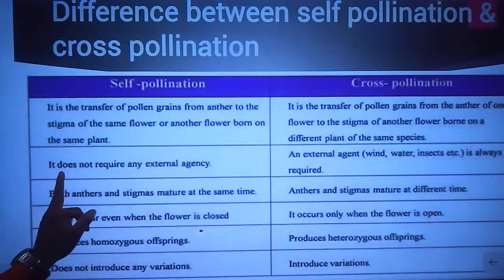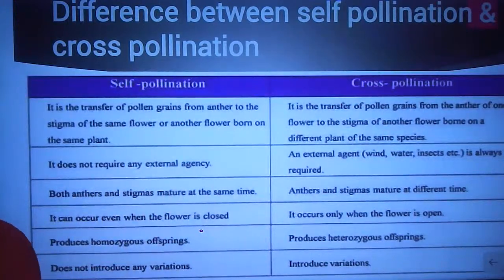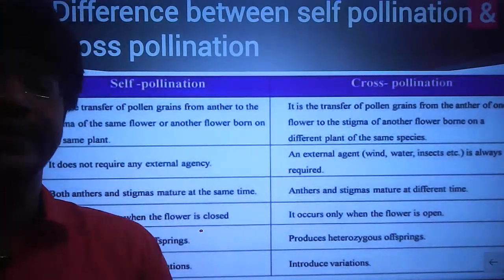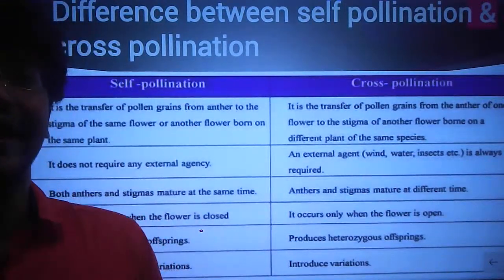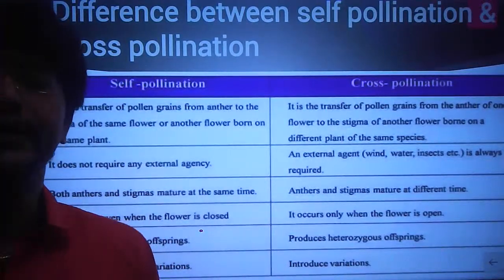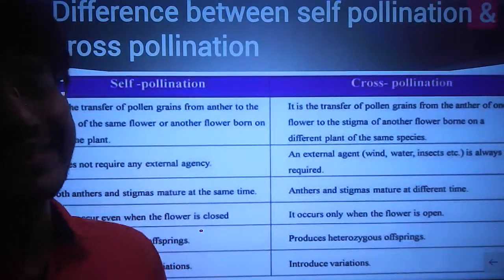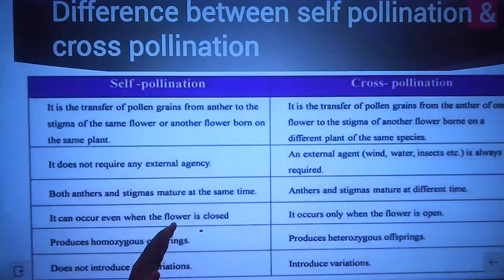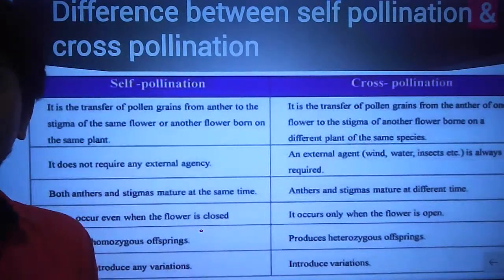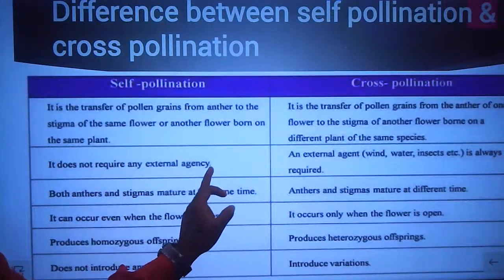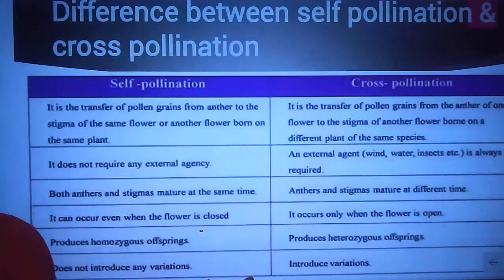Now, self-pollination does not require any external agency. External agency is not required. We discussed already cleistogamous and chasmogamous, because the anther and the stigma, these two structures, are in close proximity, so it doesn't require any external agent to transfer or deposit the pollen grains onto the surface of the stigma. This is the case of self-pollination. Fertilization is assured. Why? Because the pollen grains are always very close to the female, the stigma. So it does not require any external agency, maybe an insect.